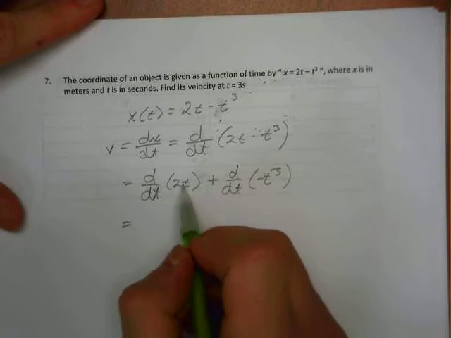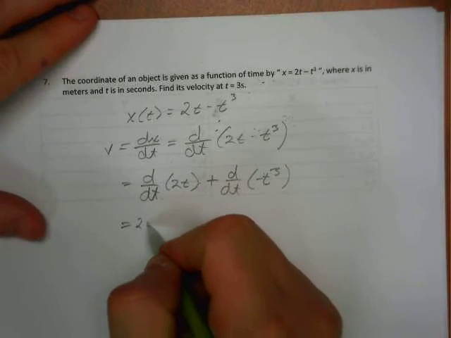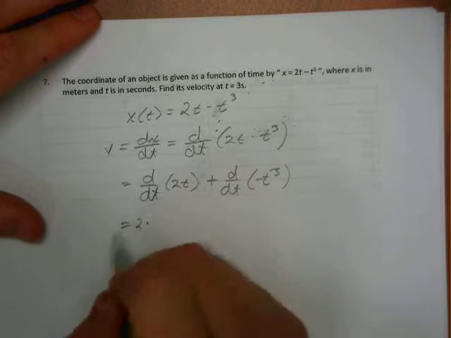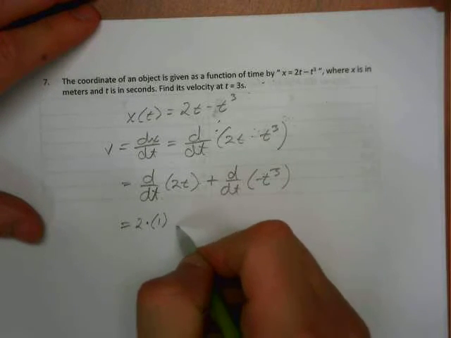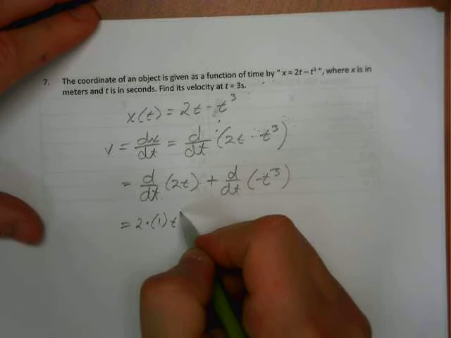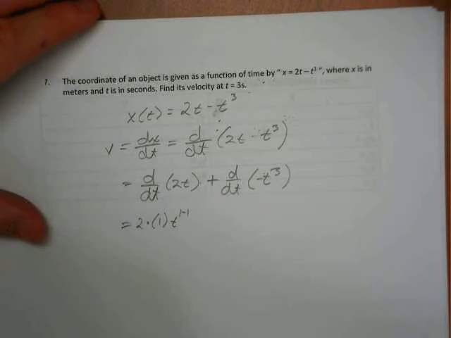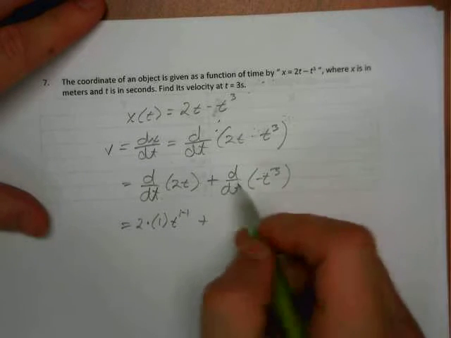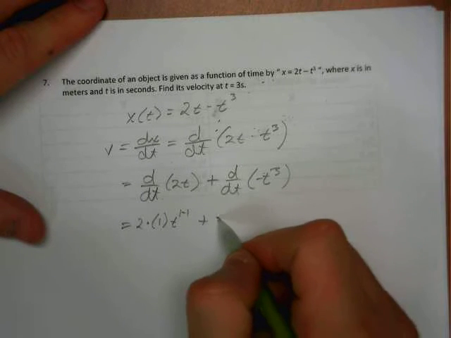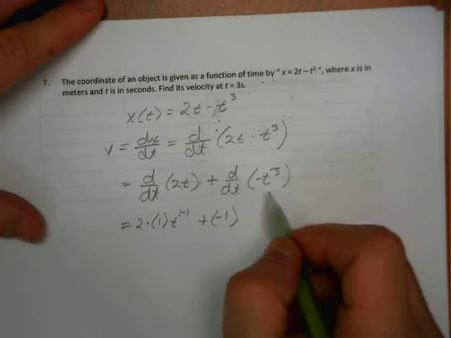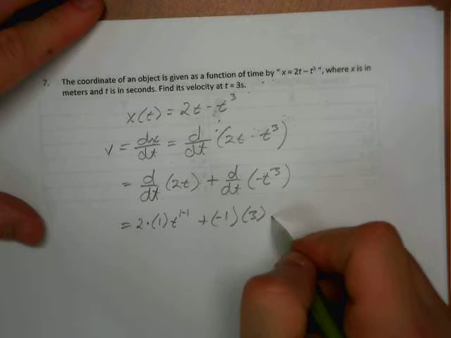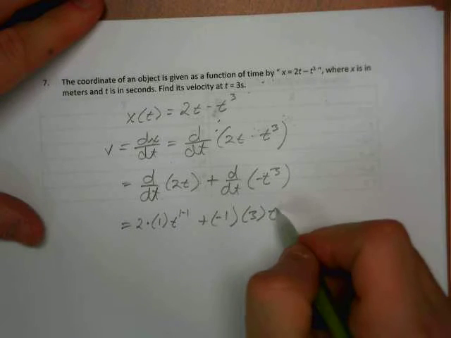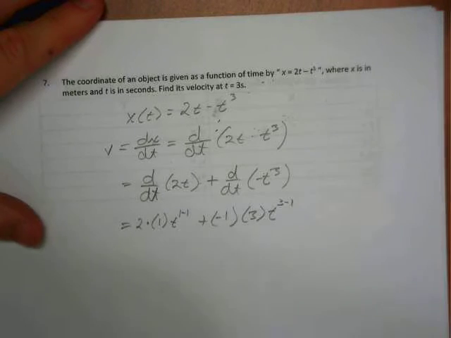Well, we know that the derivative of this is 2 times, we're just going to pull that leading coefficient out, and we'll say 2 times the exponent, which is 1, times t to the exponent minus 1, 1 minus 1, plus the derivative of this, which is, we'll pull that negative 1 out, because that's the leading coefficient here. And we're going to multiply everything by the exponent of t, which is 3, and then we're going to throw back in t to the 3 minus 1.